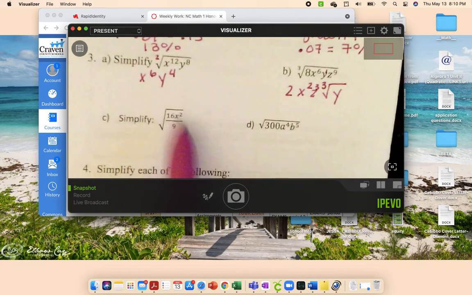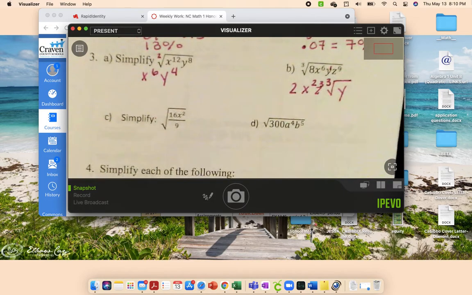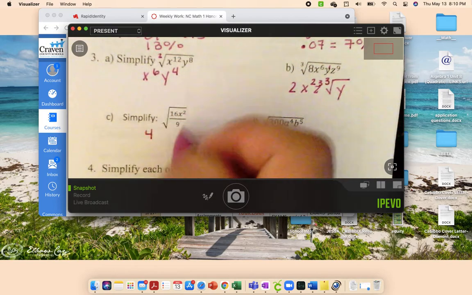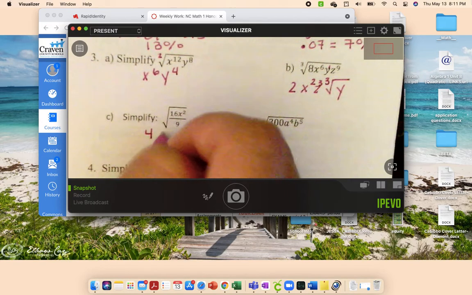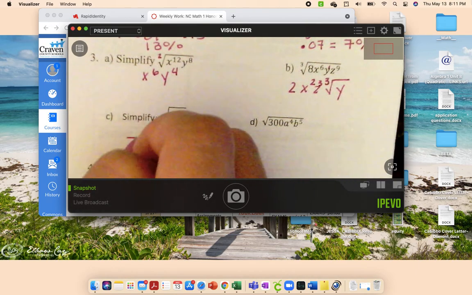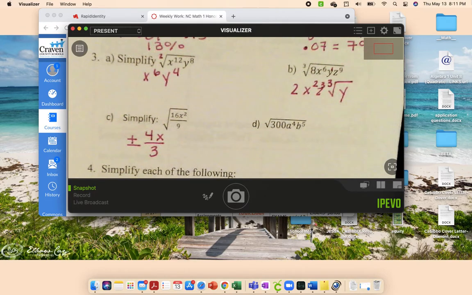Simplifying. Look at this. This is a perfect square problem. The square root of 16 is 4. The square root of x squared, we divide our exponent by 2, so it's x. The square root of 9 is 3, and we do have to remember that square roots have both a positive and a negative answer.